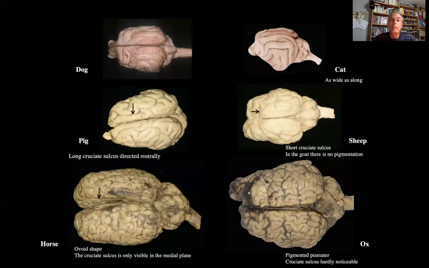So if we compare the anatomy of our domestic animals, the dog, cat, you see the cat is smaller. We have seen it before. The pig with the long cruciate sulcus is directed rostrally, not as in the case of a dog. Or in the sheep with a short cruciate sulcus. Or in the horse. The horse has an ovoid shape and the cruciate sulcus is only visible in the immediate plane. Or in the ox, pigmented. So in the sheep is also pigmented.